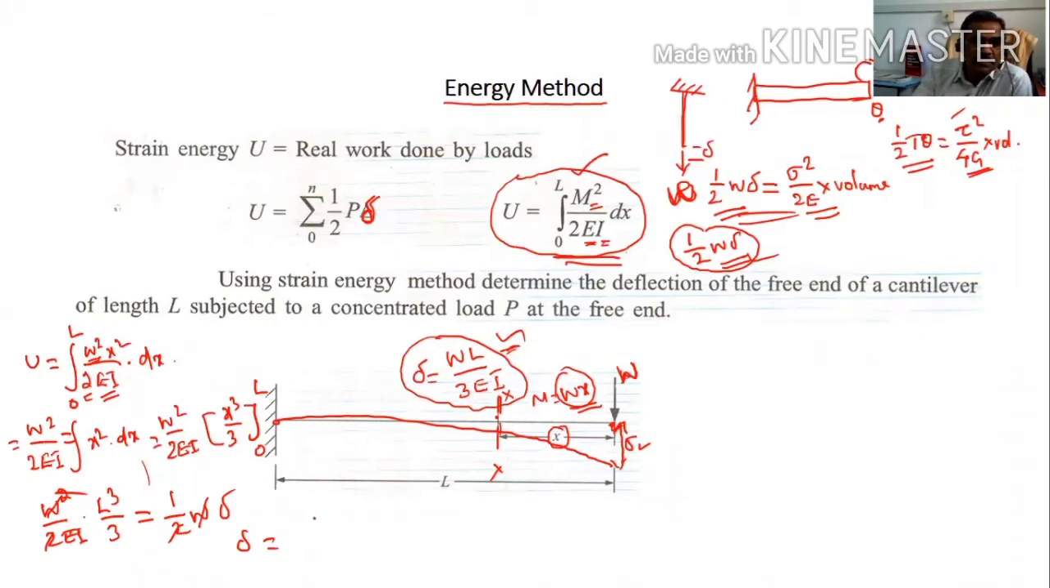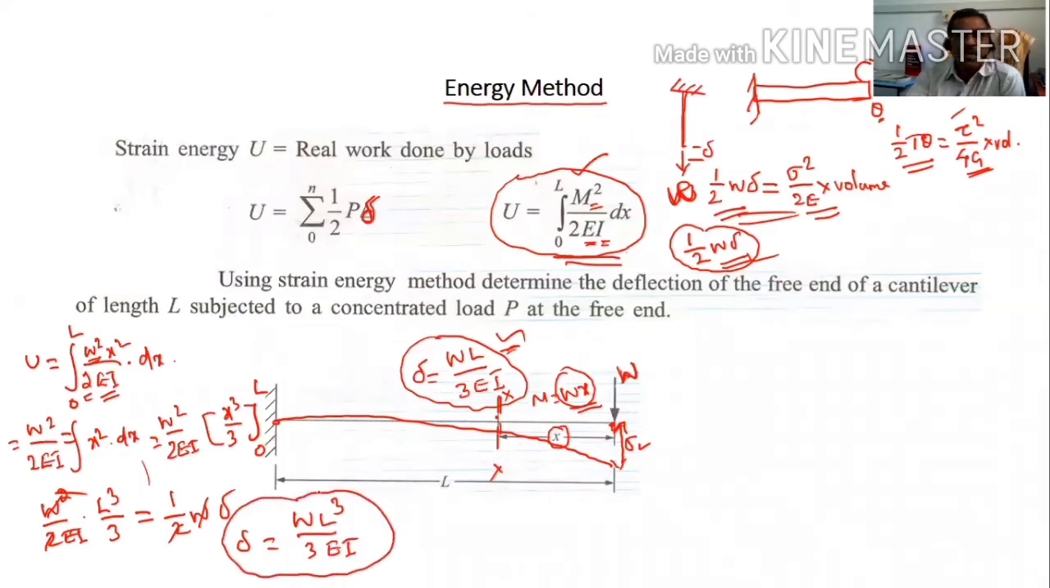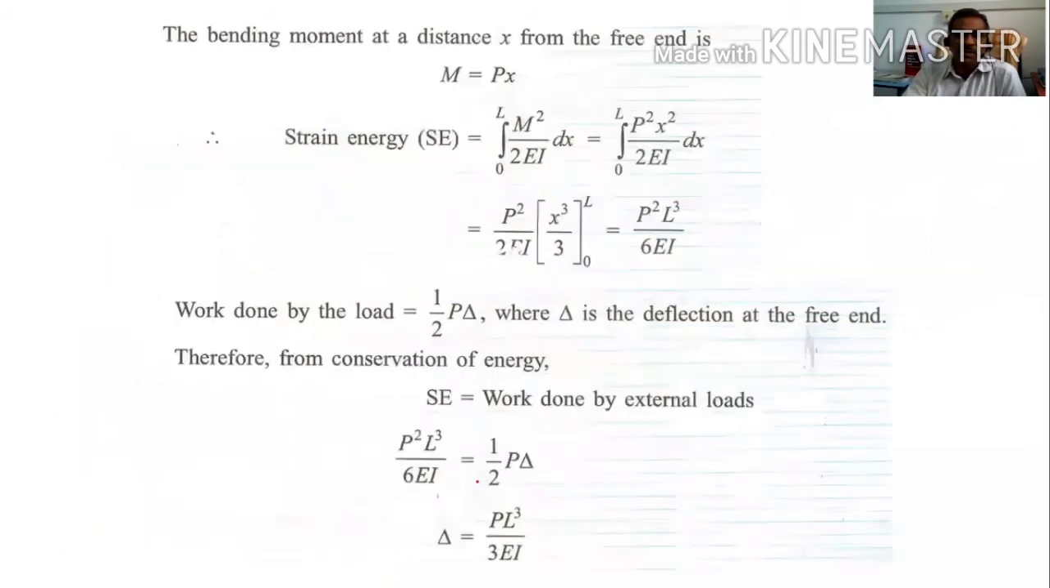Delta equals W L cube divided by 3EI. So this is the value of delta. Already we know this equation. We have derived this equation by the double integration method. However, by the energy method also we have derived this equation. Now we are going to see one problem.